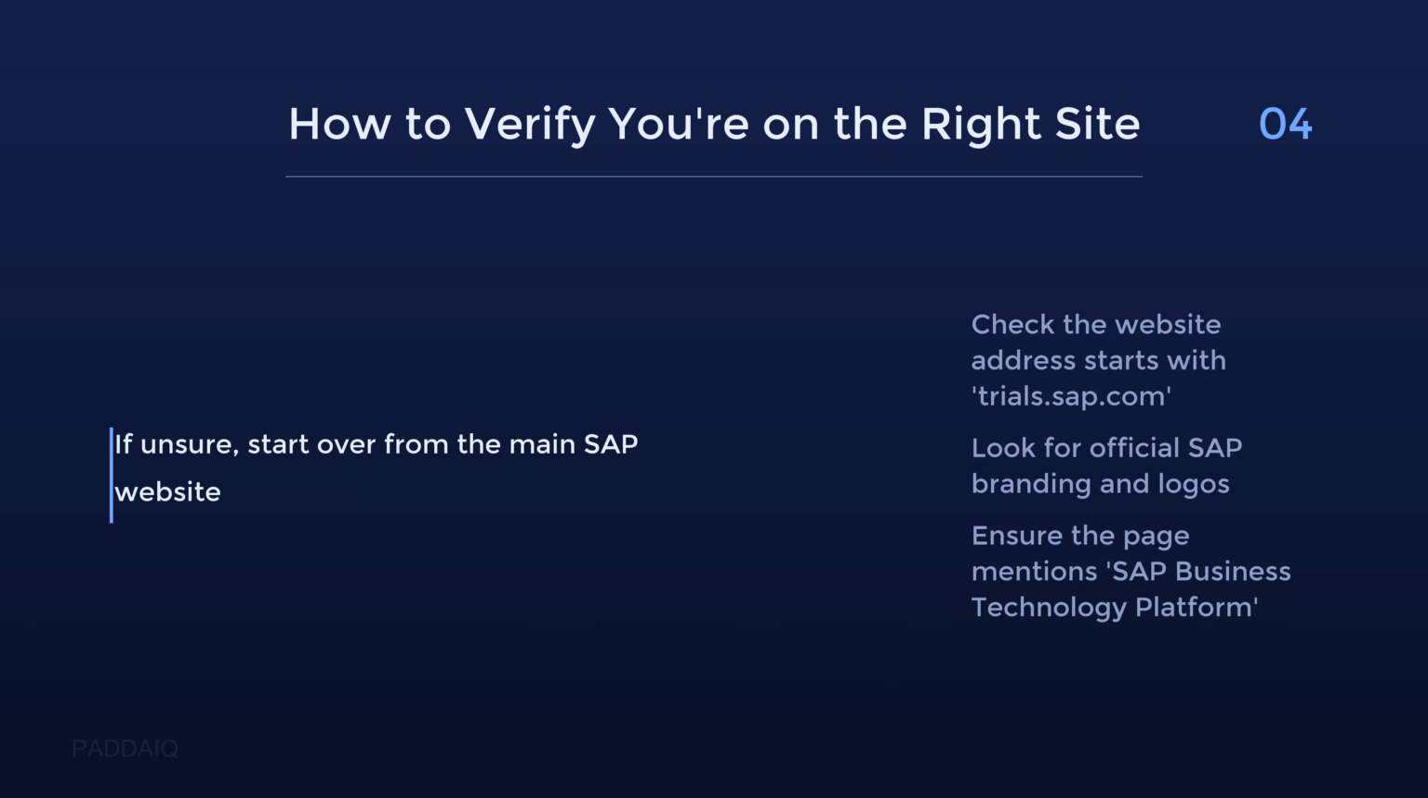If unsure, start over from the main SAP website. This means if you are ever uncertain about the site's authenticity, navigate directly to sap.com instead of continuing. For example, if a link feels suspicious, manually type sap.com in your browser. This simple step ensures you always access legitimate SAP services securely.